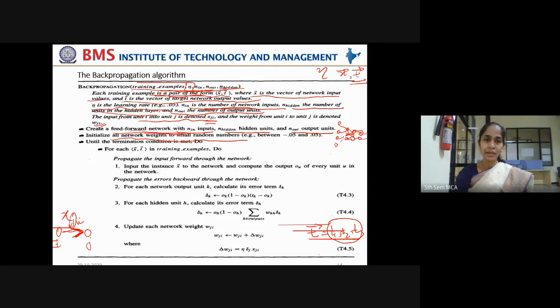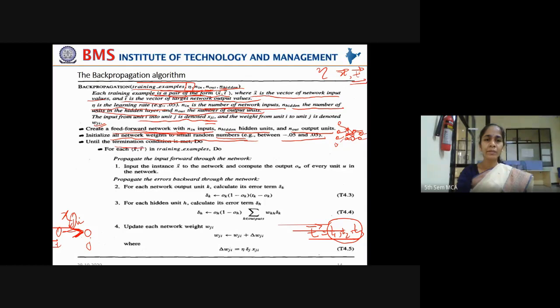So initialize all network weights in the beginning to small random numbers. Say it may be between minus 0.05 to plus 0.05. Anywhere between them, you can start off with some random weights.